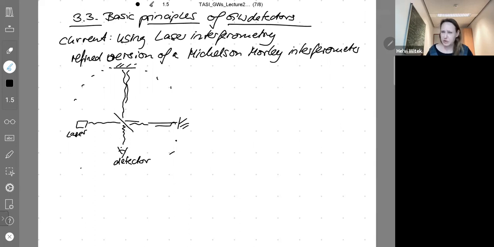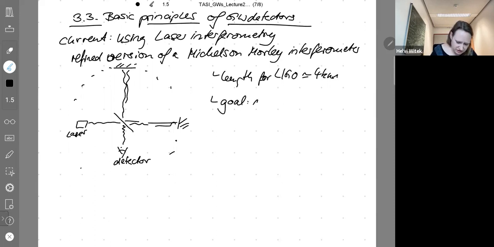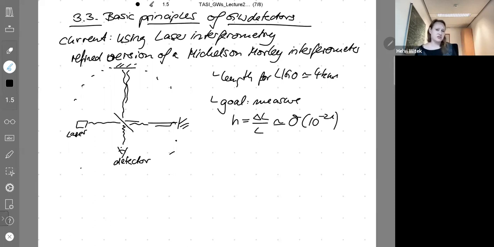Let me just give you an example of what we're actually trying to measure, because the first time you hear it, it sounds super, super simple, but it's not, right? So as I said, the length here of the arms, for LIGO at least, is about 4 kilometers. And what we are trying to measure is this relative change in length that is of the order of 10 to the minus 21. So this is typically how large a gravitational wave reaching us here on Earth would be.